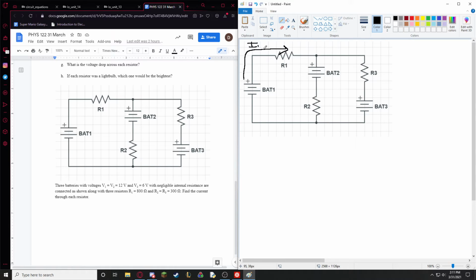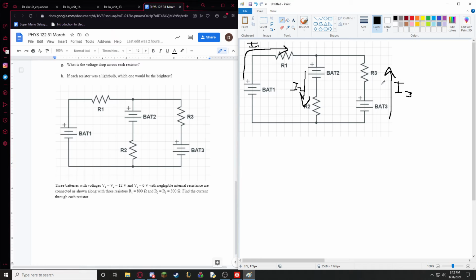Call this I1. What about I2 here? Do we want this going up or down? I guess down. Yep, let's say it goes down. We have I2. And for I3, do we want it going up or down? Up. Sure. So we have our three currents, I1, I2, and I3, and that's what we want to solve for. Now we have three unknowns, so we're going to need three equations in order to solve for them. How do we get these equations?